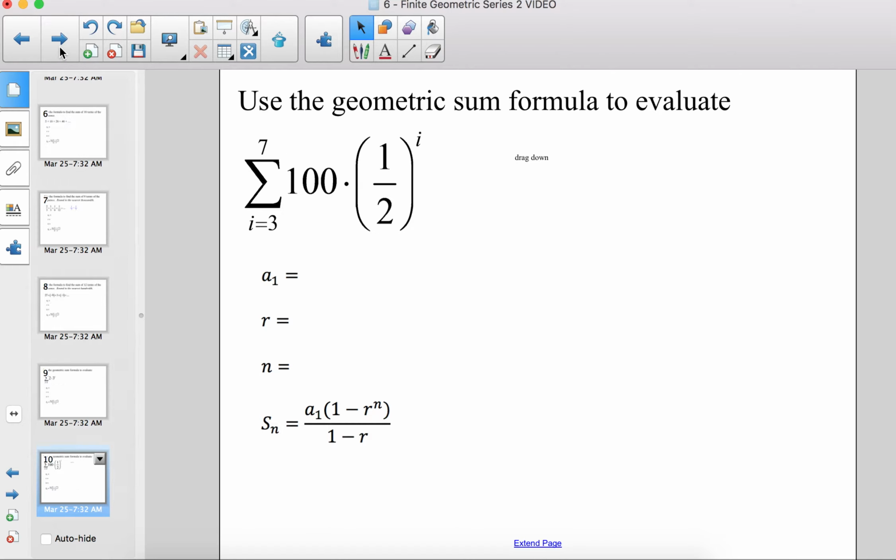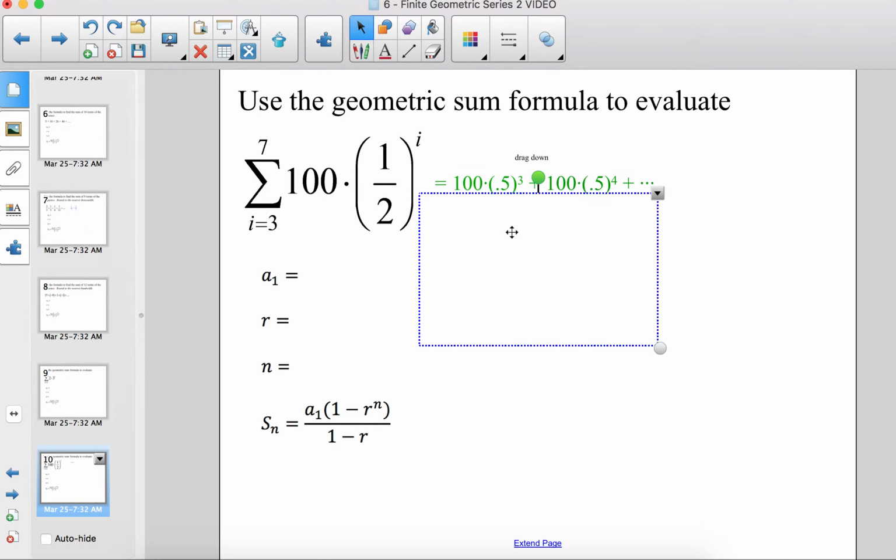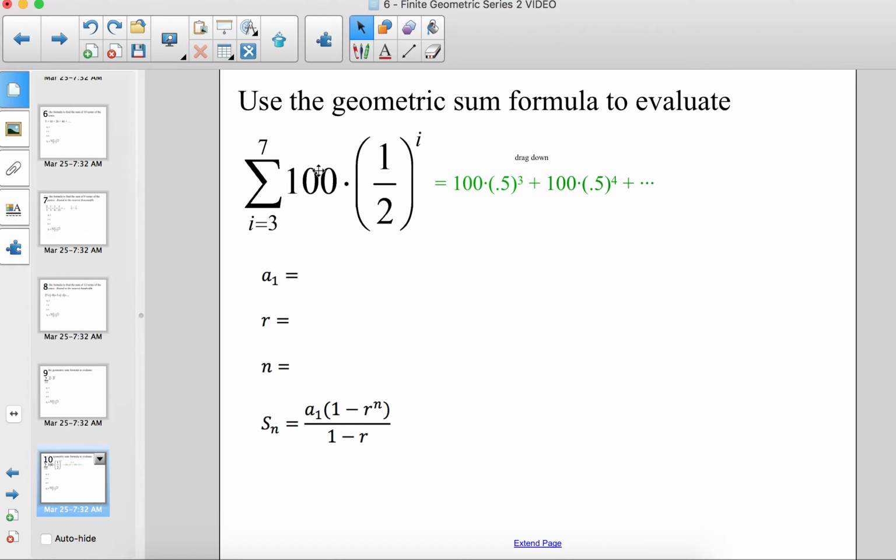All right, let's try another sigma. So like I said, if you can just write out the first 2 terms, you will be good every time. So the first term is going to be 100 times 1/2 to the start here. I know it's a weird one. We'll talk about this. To the 3rd power. The second term would be 100 times 1/2 to the next term, which would be 4th. Oops, drag down. Follow my own directions. There we go. So the first term, 100 times 0.5 to the 3rd, 100 times 0.5 to the 4th.